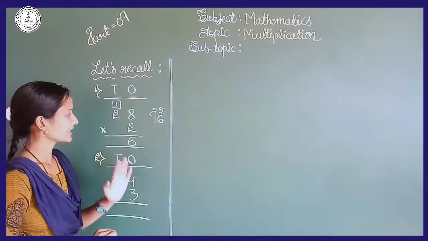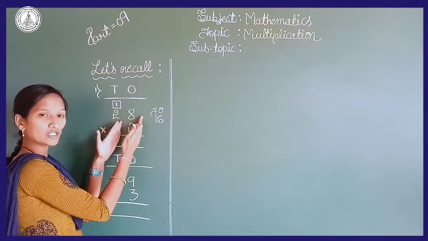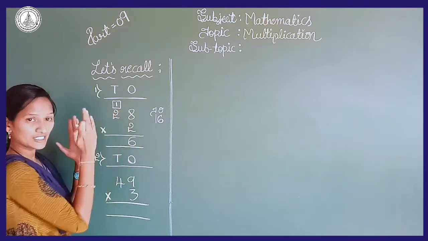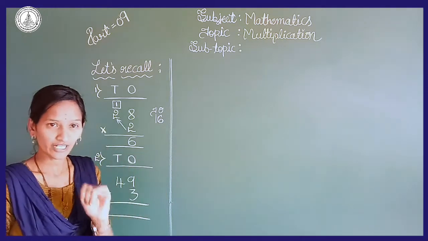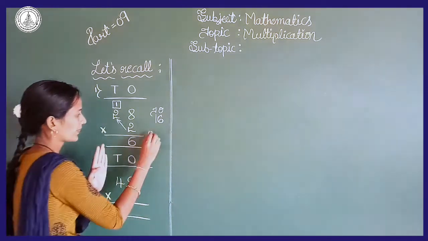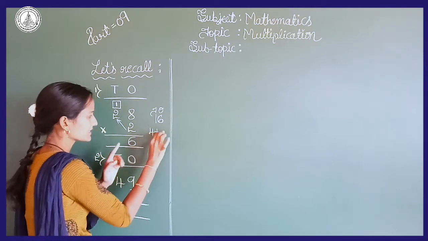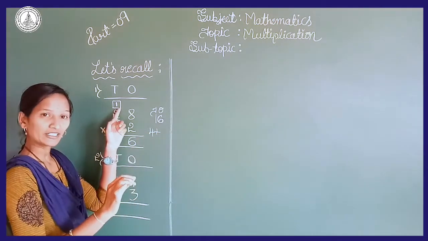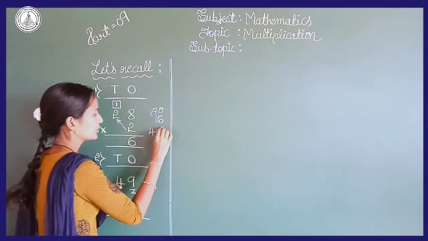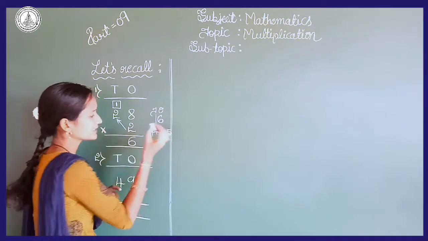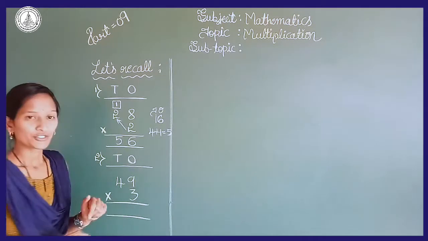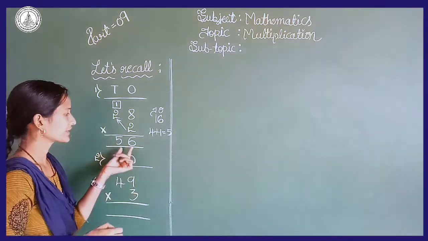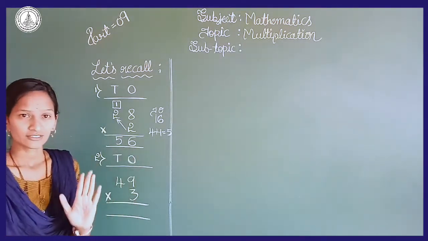See here, after finishing the ones column, I will move to the next column, that is tens. 2 twos are 4, right? 4 plus this carry number 1. So 4 plus 1 is 5. Write down this 5 here. So which is our product? 56 is our product, right?